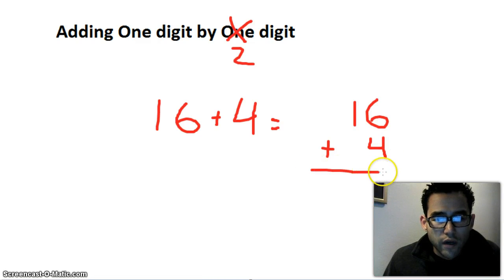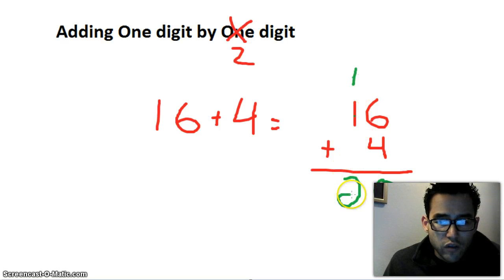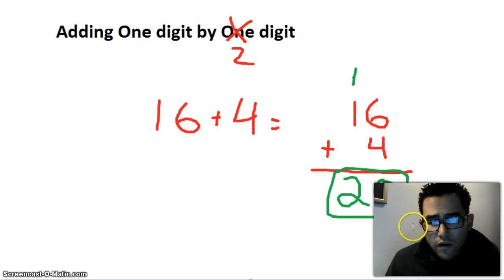Now that we have arranged it correctly, let's go ahead and begin adding. 6 plus 4 gives you a sum of 10. So let's regroup our 10 because you cannot put 10 down here in the answer box. You're going to have to regroup the 1 up in the tens place, and the 0 goes down here in the ones place in the answer box. Now we move on to the next column, which is the tens place. So what's 1 plus 1? 1 plus 1 gives you 2, so that means you have 20. 16 plus 4 is a sum of 20. Alright, ladies and gentlemen, very easy stuff.